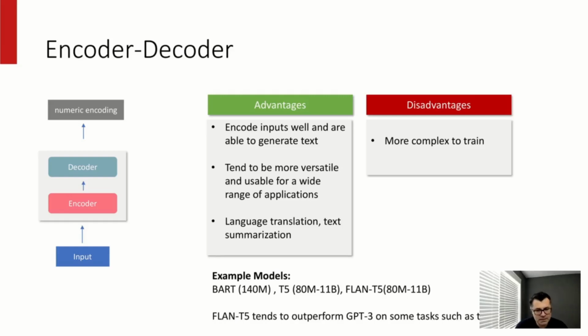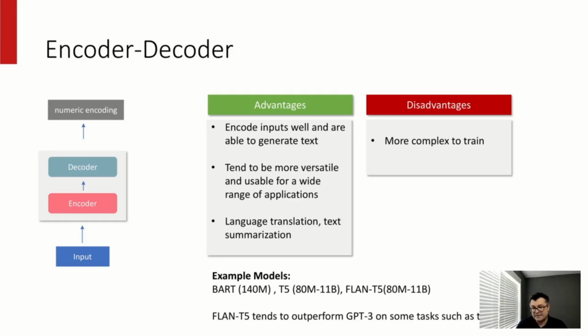These models tend to be more versatile than GPT type models, in that they could be applied to different types of data and different types of applications. And they tend to do really well for specific tasks like language translation and text summarization. And so if you look down, I have a list of these models that are taken from the chart. There is BART, T5, and then FLAN T5.